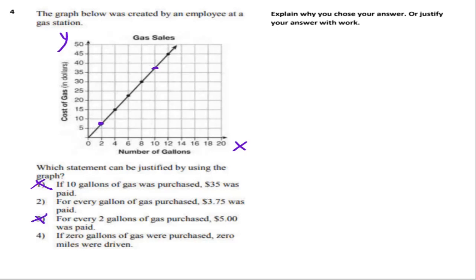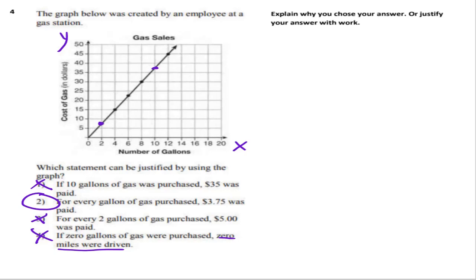If 0 gallons of gas were purchased, 0 miles were driven. Miles were driven? Well, we weren't talking about miles. We're talking about cost. So that one doesn't make sense. So it's got to be this one. The question is, why is it this one? How does that work?